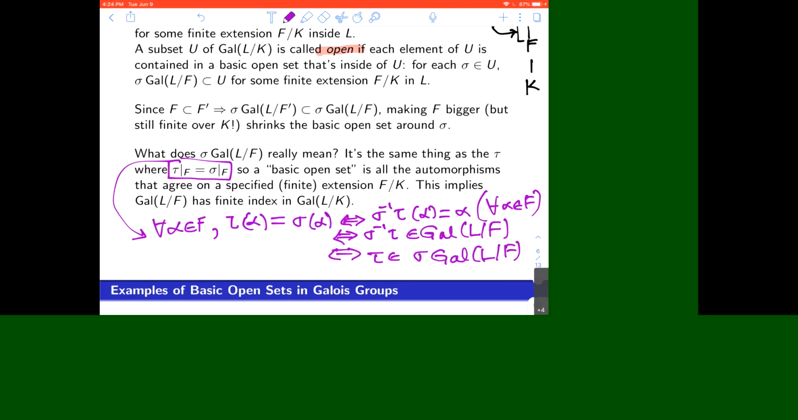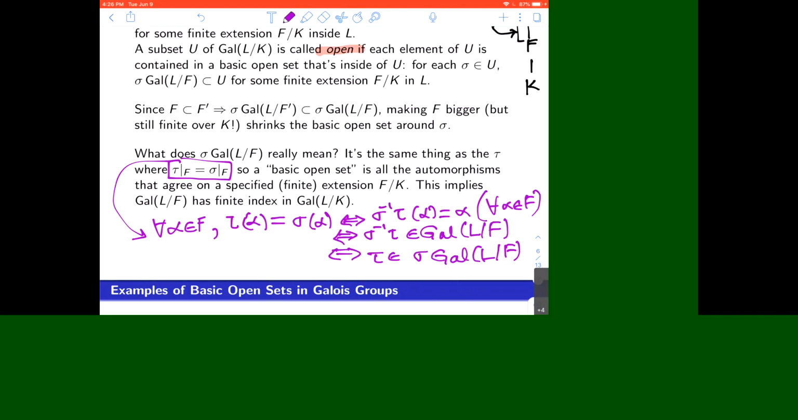Okay, and by the way, if I tell you how an automorphism is supposed to behave on a finite extension, well, we know from Galois theory, or just general field theory, that a finite extension inside of a separable extension is a finite extension. So if you give me a bunch of field generators, they can only go to finitely many places.